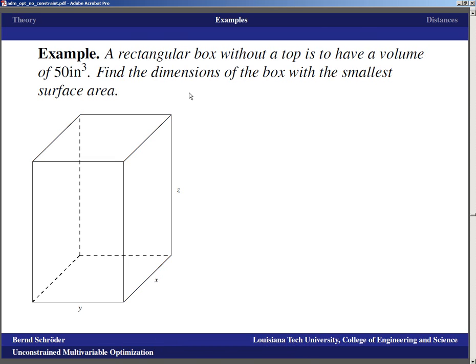Well, and now, in order to find the smallest surface area when the volume is given, well, we need to work out the volume equation and the surface area equation.